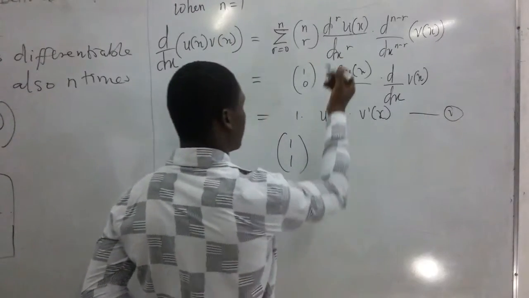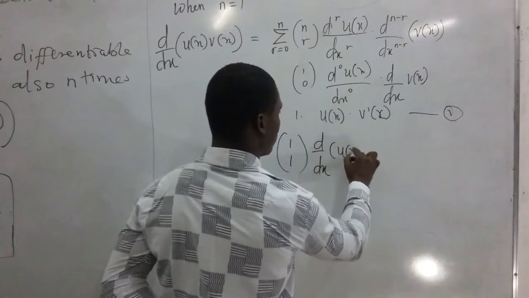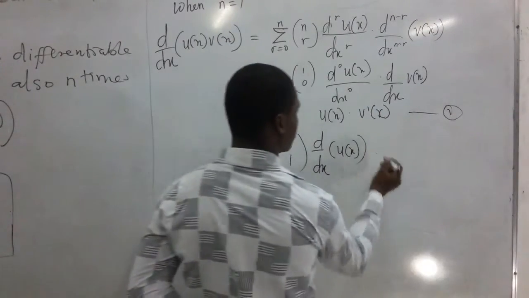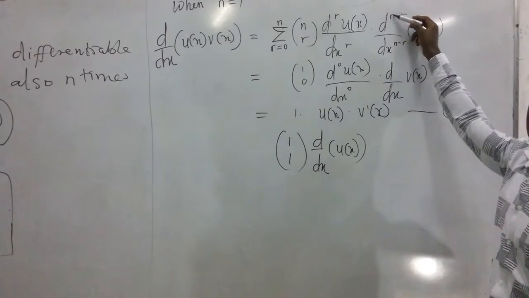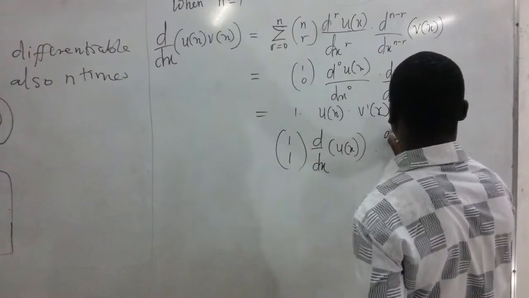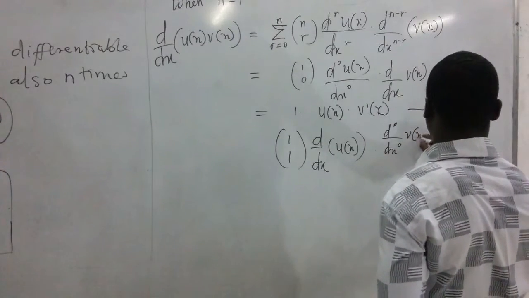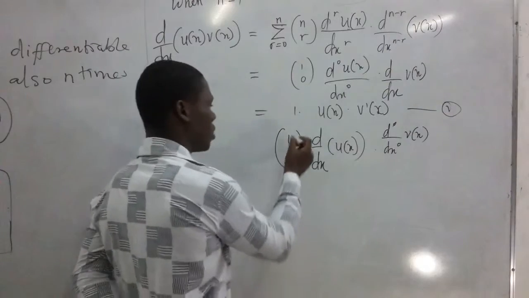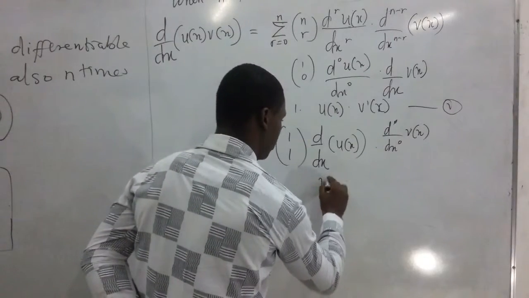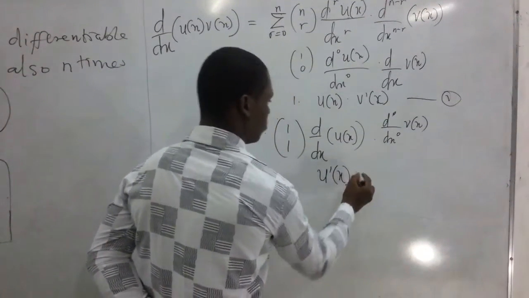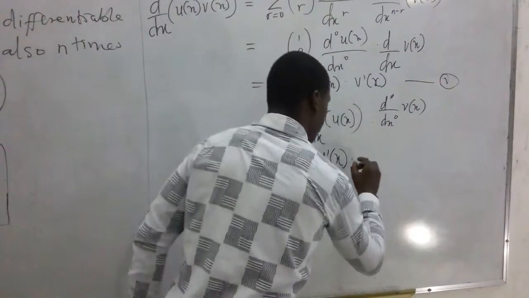Because r has now moved from 0 to that, r is 1, which means you're going to have v of x differentiated 0 times, times u of x. So our r is 1, n is 1. If it subtracts, this place gives us 0, so this will become 0 derivative of v of x. What it means is that one combination 1 gives us 1, multiplied by the derivative of this, so you're having u prime of x multiplied by v of x with 0 derivative, which means we are not differentiating the function. So you just keep it as you see.